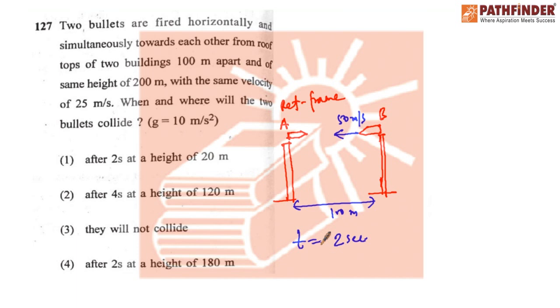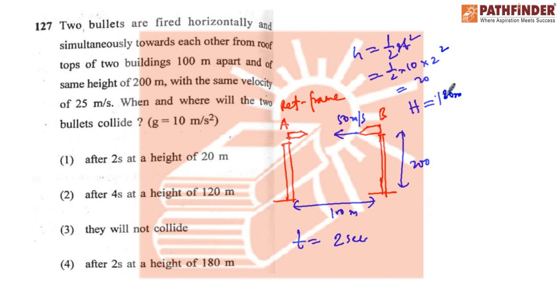Now we have to determine the height. So we have to determine after 2 seconds how much height any of them will fall. Let's consider any of them. So the height fall will be half gt square. That is the height fallen. So it is equal to half times 10 times 2 square. That means 20. And the height was 200. So they will collide at a height of 200 minus 20. That means 180 meter. So our correct option is option number 4. Now you are getting after 2 seconds at a height of 180 meter.